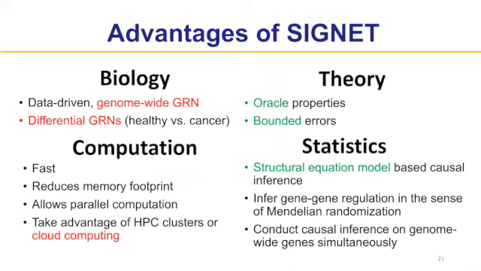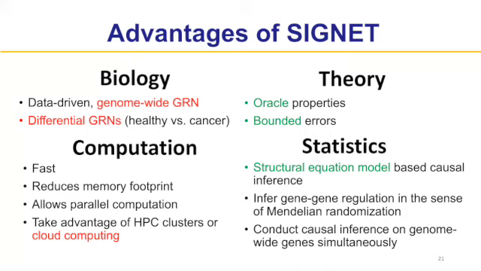So there are many advantages of this algorithm. First of all, in terms of the biological side, this is a purely data-driven gene regulatory network, and it is also constructed on a genome-wide scale. In this case, we reduce the bias of selecting particular genes to construct the network, because here we basically use all the genes from the RNA-seq.